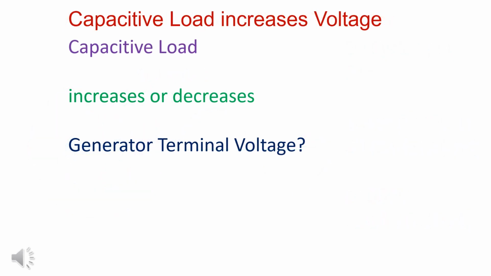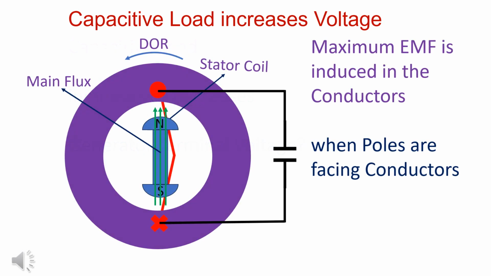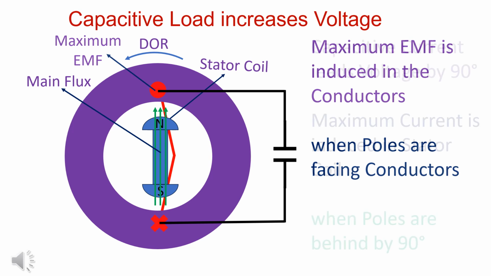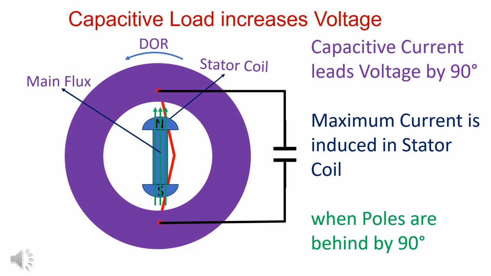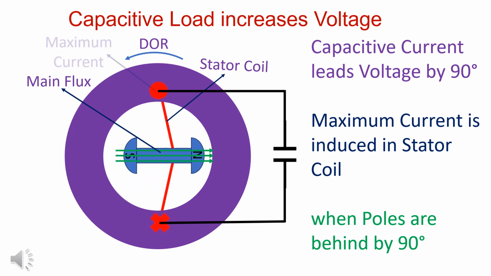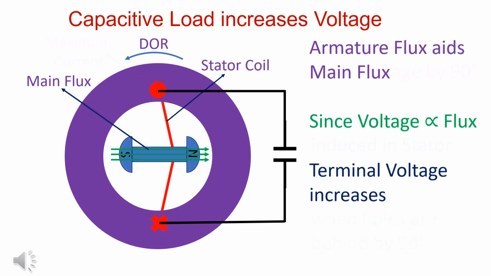Capacitive load increases or decreases terminal voltage? Maximum EMF is induced in the conductors when poles are facing conductors. Since capacitive current leads voltage by 90 degrees, maximum current is induced in conductors when poles are behind by 90 degrees. Armature flux aids mean flux and resultant flux increases. Since terminal voltage is proportional to resultant flux, it increases.